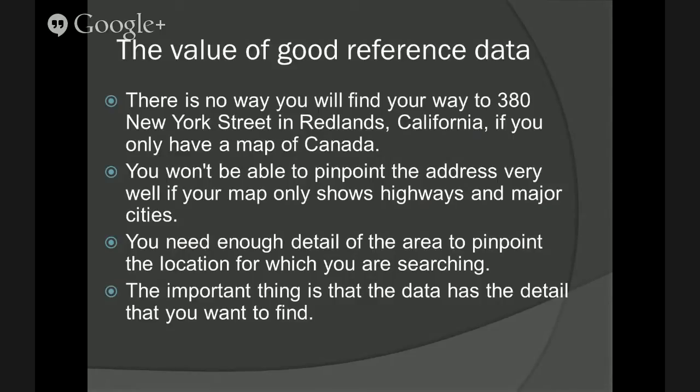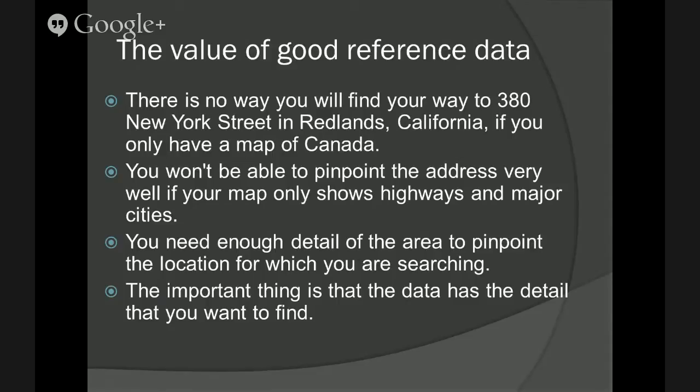One thing I want you to think about as we start to do geocoding operations is that it's very important to have good reference data. For example, there would be no way for you to find out where 380 New York Street was in Redlands, California, if you only had map data that was referenced in Canada. You need to really think about the level of detail that you want in your geocoding operation. One, you have to have data for the appropriate region, but two, you have to make sure that it has the appropriate level of detail.